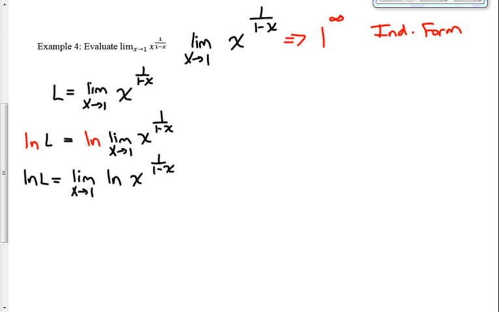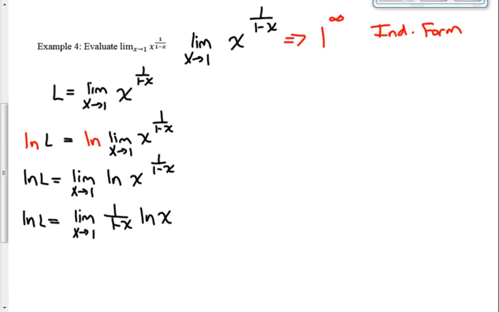If I take the natural log of the limit value, that should be the same as the limit of the natural log of the value. So doing that should be okay. Now I'm going to use my log rules to simplify this, and I'm going to bring that exponent down. So I have 1 over 1 minus x times the natural log of x.